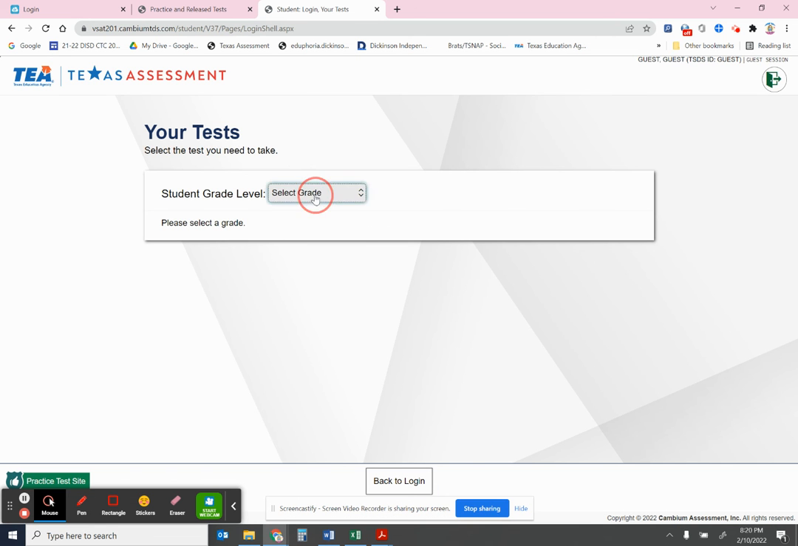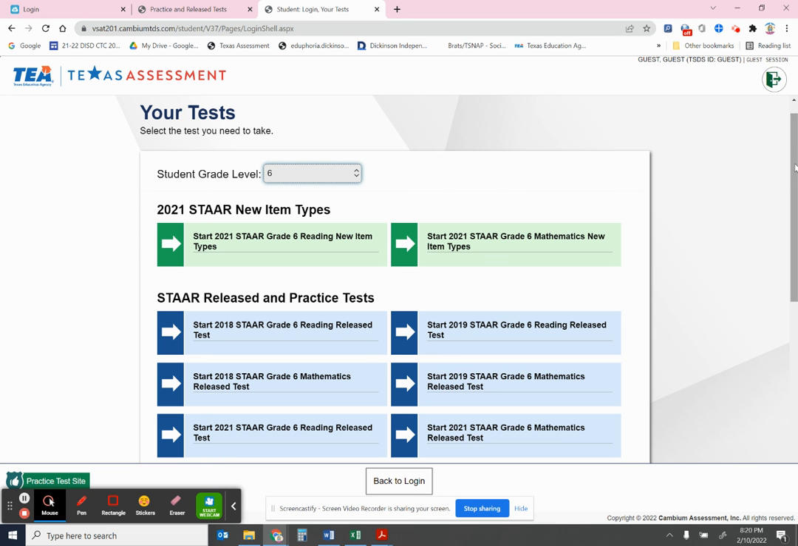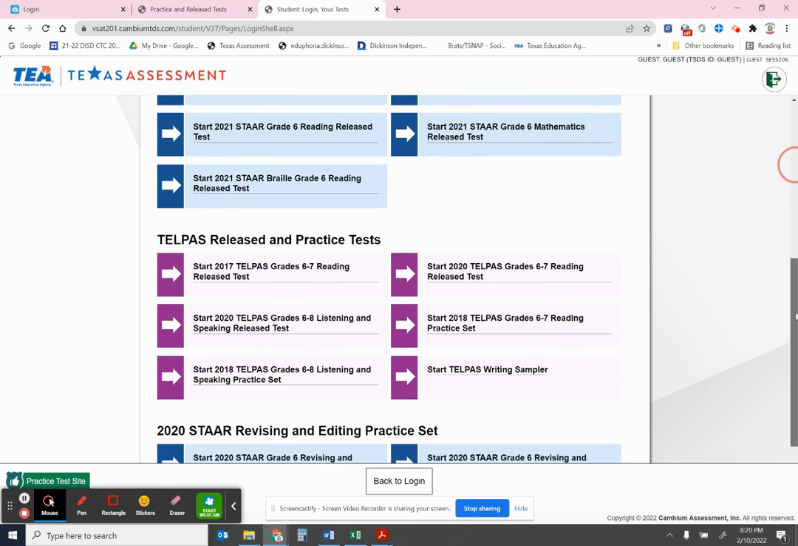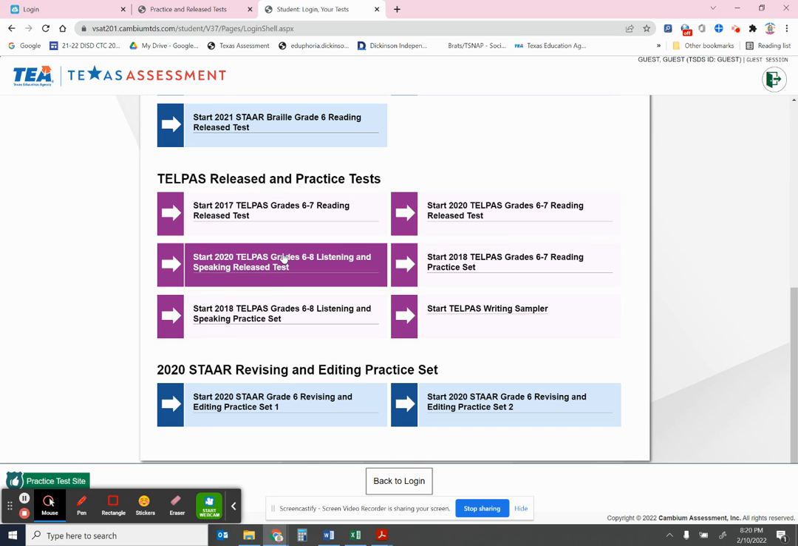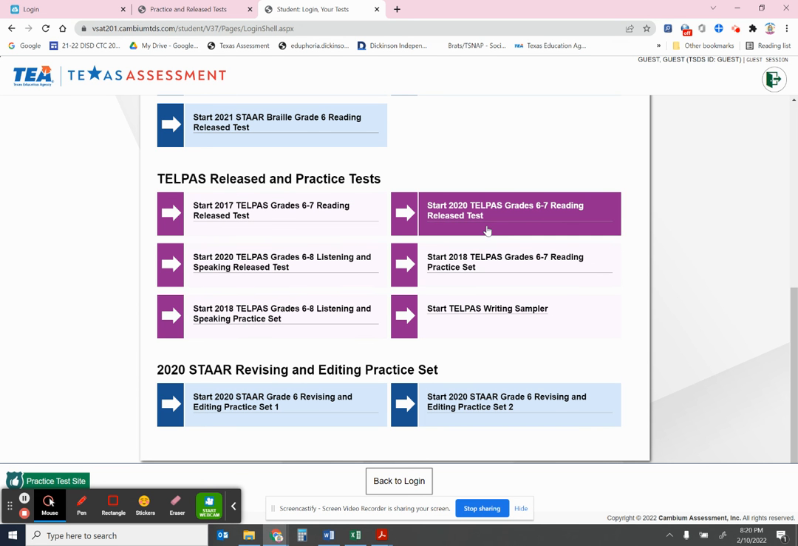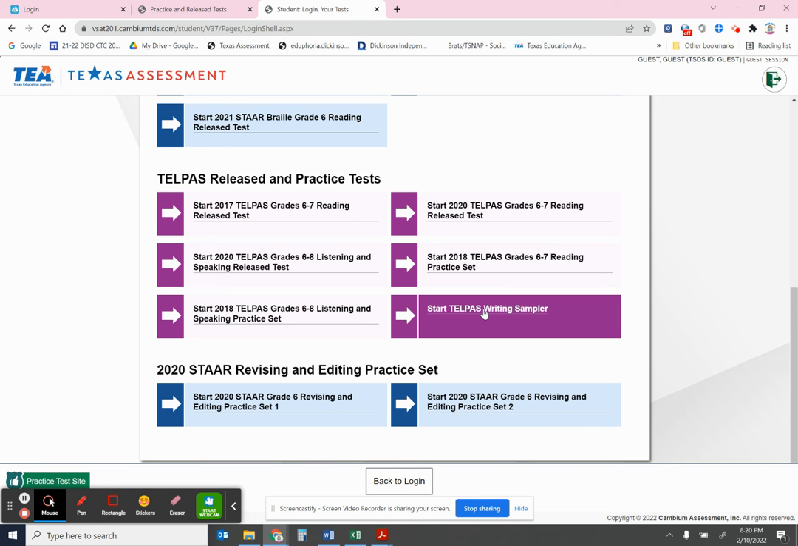And when they sign in, let's look at 6th grade. When we sign in, we see the new STAAR item types. Yay! TEA has released that to us. We see the released and practice test for STAAR, and then we see the TELPAS release and practice test. So we've got 2017 TELPAS reading, we've got 2020 TELPAS listening and speaking, 2018 listening and speaking, 2020 reading, 2018 reading, and then we have a TELPAS writing sampler.